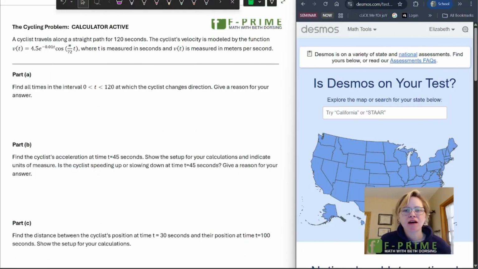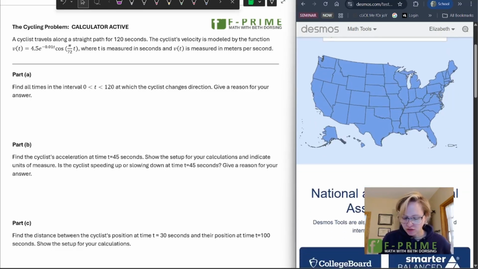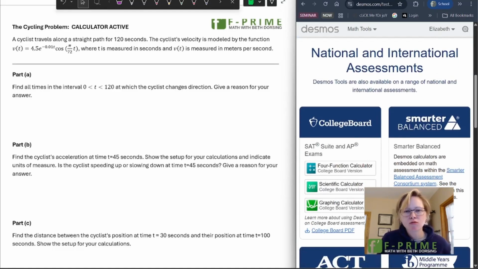Now, before we get going on this problem, we need to make sure we have Desmos open, and the best way to ensure that you're using a version of Desmos most like what you're going to see on your exam is to go to desmos.com/testing, or just Google testing Desmos and look for this page that starts with the United States. And if you scroll down, you'll see that Desmos is built into a lot of high-stakes testing.